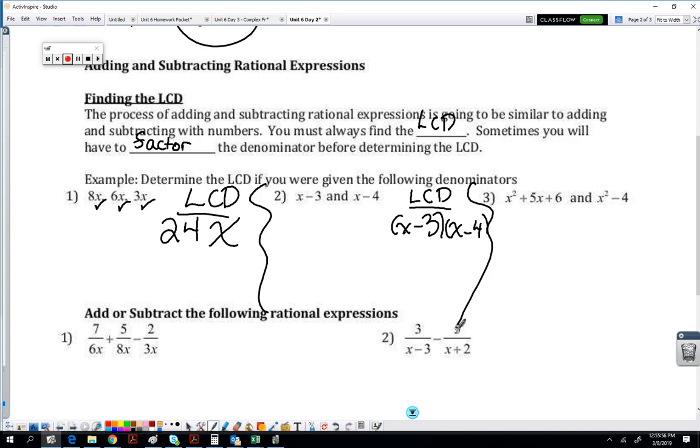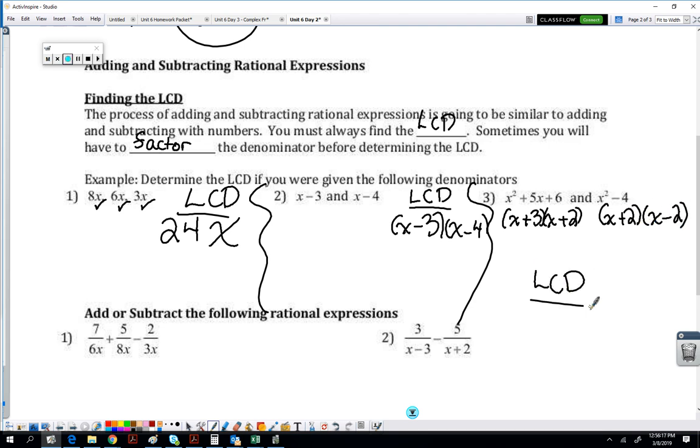All right, number 3. It's not as straightforward as number 1 and number 2. You're going to have to factor first. You have to say what numbers multiply to 6 but add up to 5: x plus 3, x plus 2. And then I recognize it's the difference of two squares, so it's x plus 2, x minus 2.